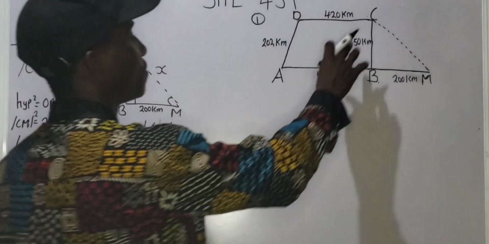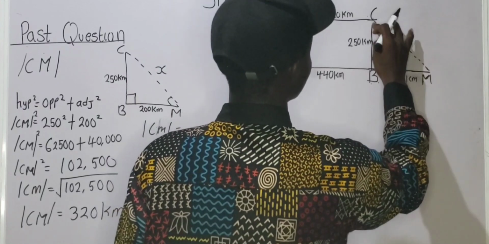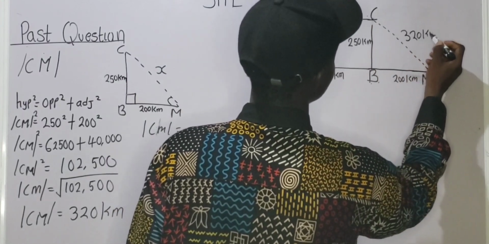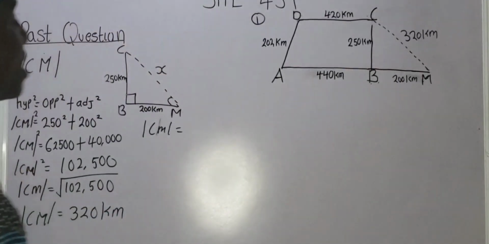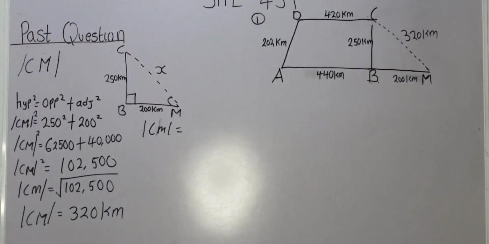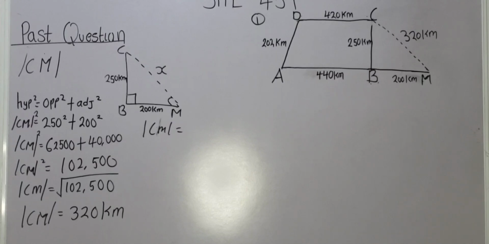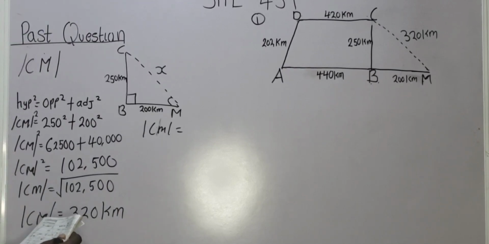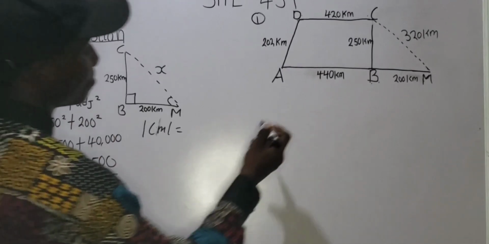So the distance between this point and this point is 320 kilometers. Now, having gotten the distance as 320 kilometers, we can proceed to find the perimeter of this farm. The perimeter is the sum of the lengths across the shape that we have. So now let's find the perimeter.